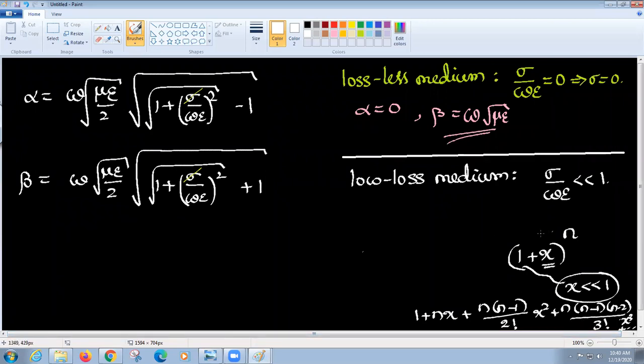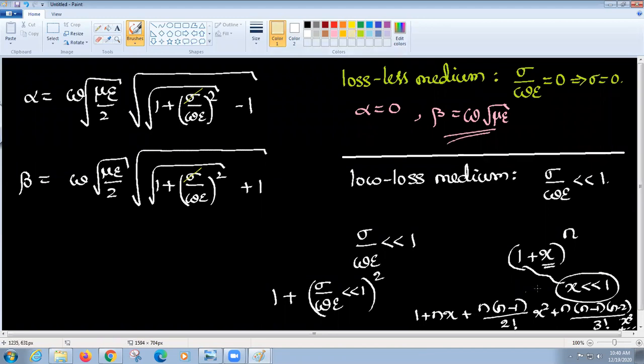I know that sigma by omega epsilon is far less than 1. And I have like this 1 plus sigma by omega epsilon, and this stuff is far less than 1. Of course, we are squaring it, so this is of course far less than 1; squaring it means we still get something even smaller. So if this satisfies the condition, I can go for the binomial expansion. When we have to use certain expressions, you have to really understand them.